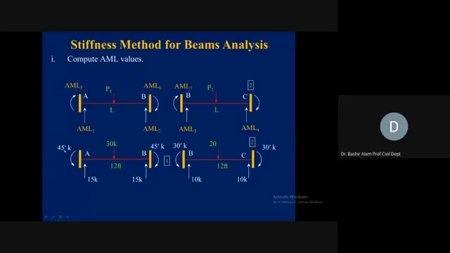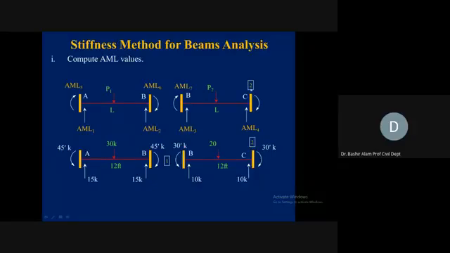AML5 is minus 45, because it is counterclockwise here, opposite to the direction of AM5, so it is minus 45. AML6 is plus 45, and AML7, if you see, the signs are not matching, so this is minus 13. This way you complete the AML matrix.